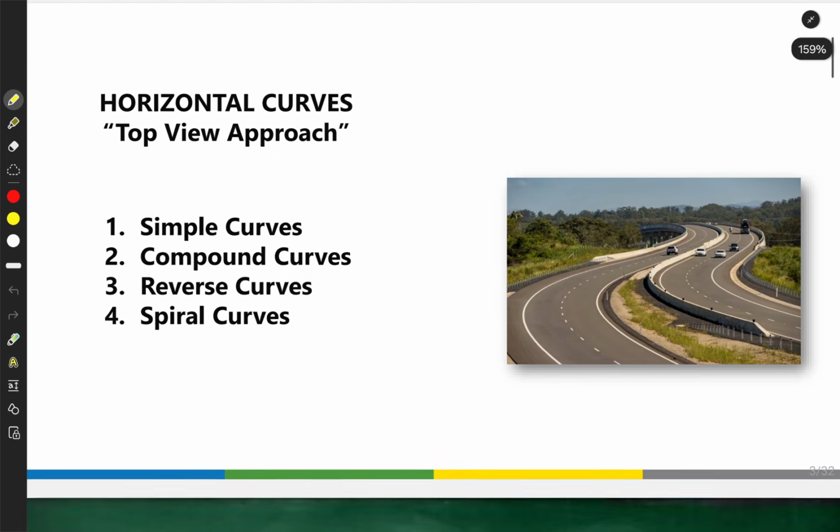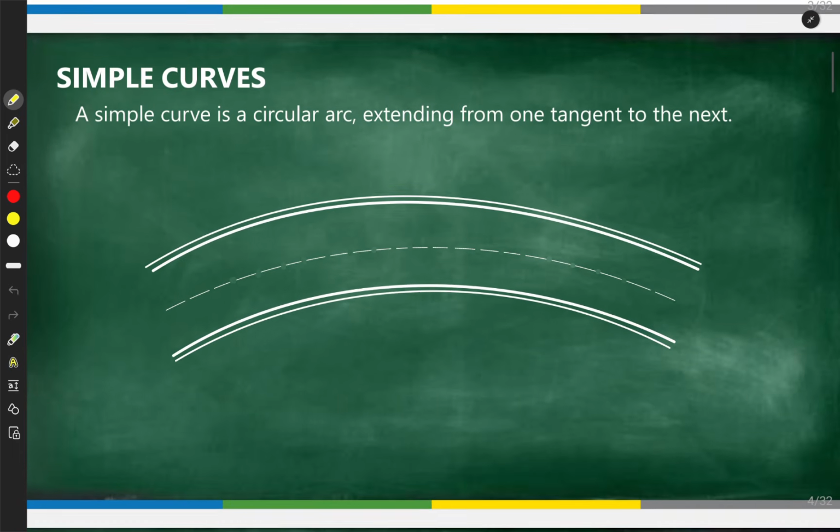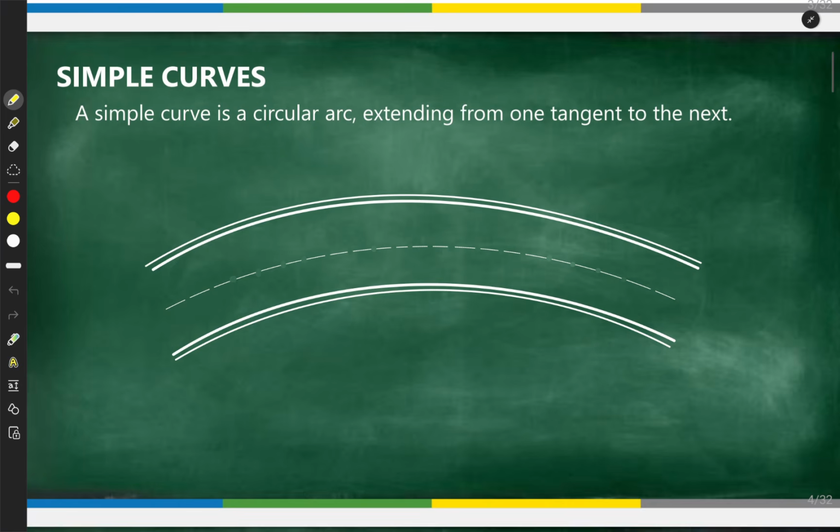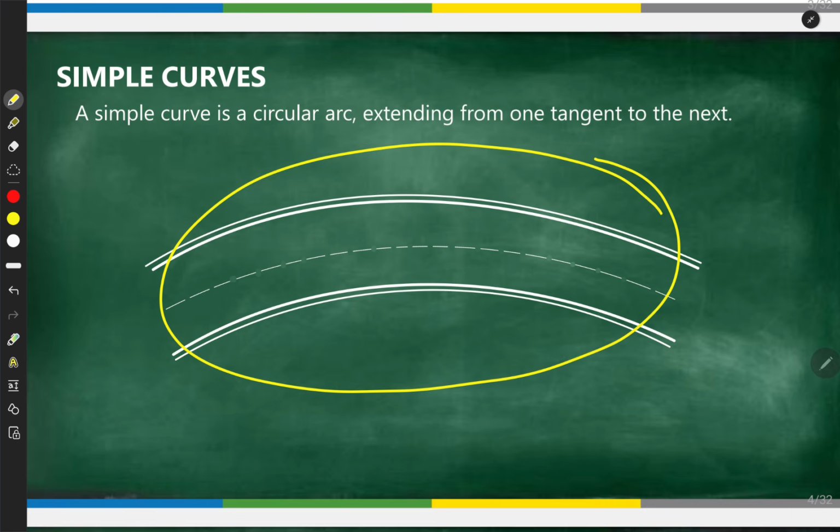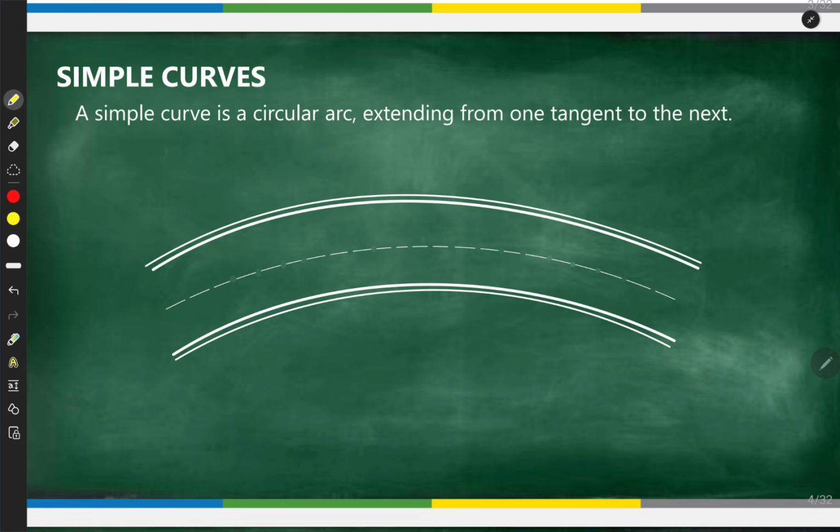So first, we have these simple curves. For our simple curve, a simple curve is a circular arc extending from one tangent to the next. Let's say, for example, we have this highway and this is a simple curve. Again, for a simple curve, it is a circular arc. So if this is a circular arc, means this is just a part of a circle. Okay? So we have tangent, and also we will be using the properties of a circle later on.